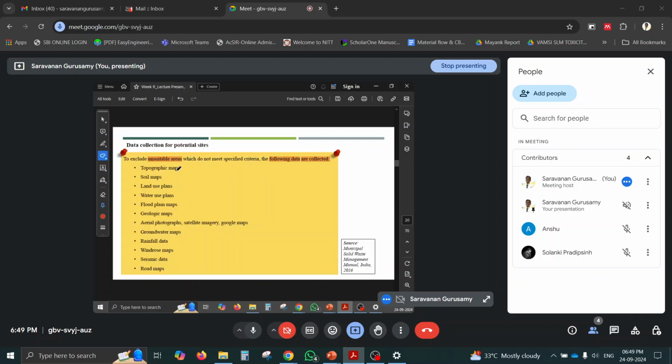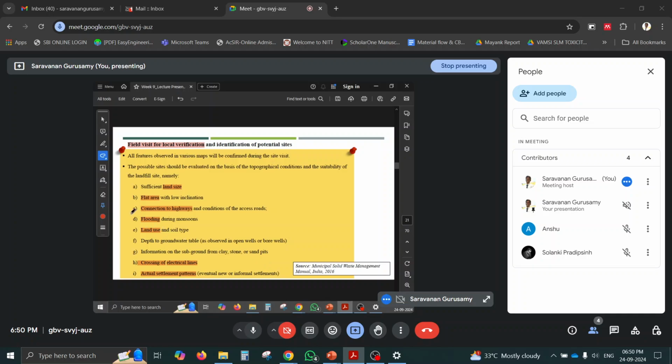So next one is data collection. Unsuitable areas are rejected based on the following data, like topography map and soil map. We need land use plans, water use plans, flood plains, geological maps, groundwater map, aerial photographs, rainfall data, and windrose maps, because wind may also play a major role. Seismic data, as I mentioned, a fault line should not be within 500 meters of the landfill site. And then road map we need, because it should be 500 meters away from the highways. So this is all the data we need to collect for the potential areas.